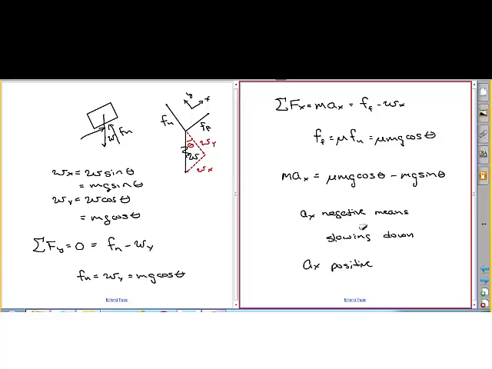Actually, is that the right way? I think it's the other way. Actually, sorry. So, yeah, I got it the wrong way around. So, a sub x negative means that the acceleration is in this direction, which means that it's speeding up. And acceleration positive means the acceleration is in this direction. And because the velocity is down, that means slowing down.